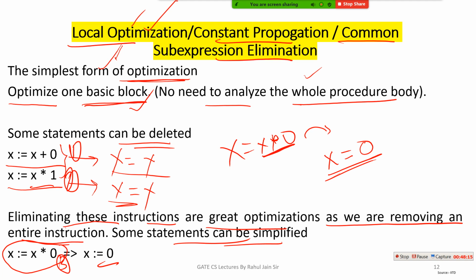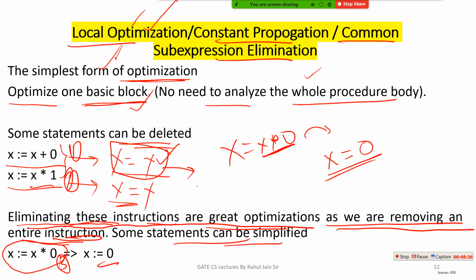Okay, x equals x. Yes, it should be completely eliminated. You can focus here. Eliminating these instructions is a great optimization, as we are removing an entire instruction. So this entire instruction can be removed.